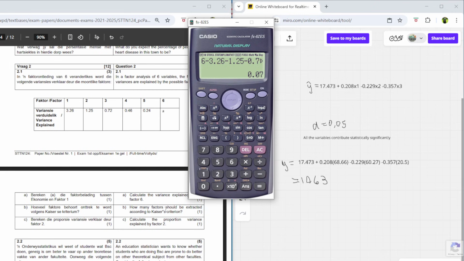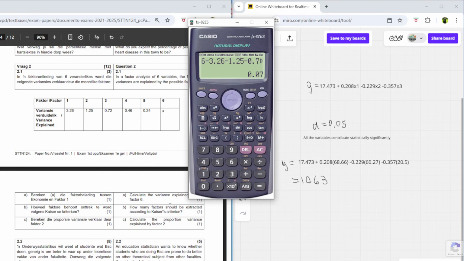Now, how many factors should be extracted according to Kaiser's criterion? According to Kaiser's criterion, we only extract factors that have variance explained more than 1. So in this case, it's only factor 1 and factor 2. 3.26 and 1.25 are the only ones which are more than 1. All these other factors are less than 1: 0.72, 0.46, 0.24, and 0.07. So only factor 1 and factor 2.